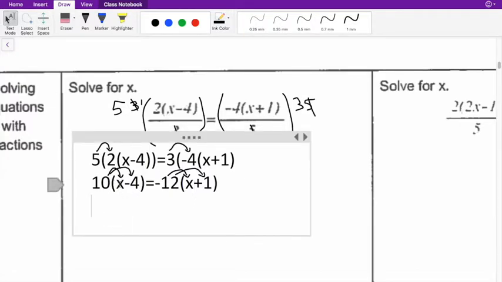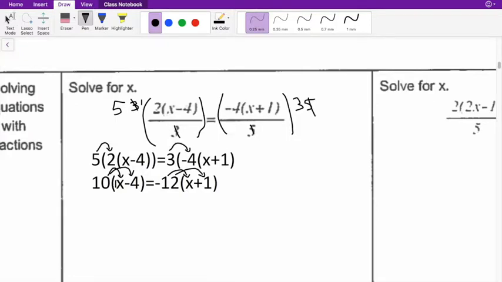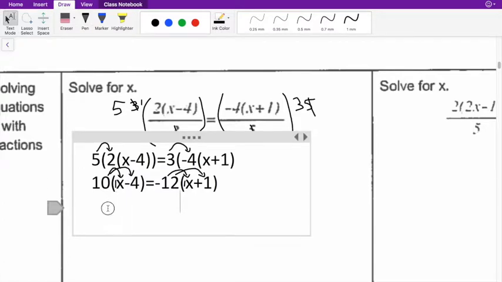So 10 times, if we remember here, there's a 1 in front of these, right? So 10 times x is going to equal 10x minus 10 times 4, which is going to be 40, equals negative 12 times x is going to be negative 12x minus 12.